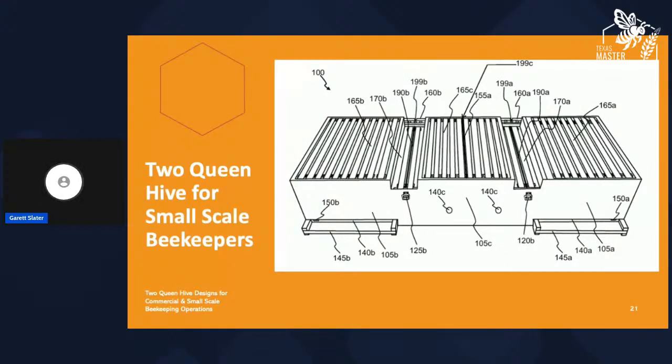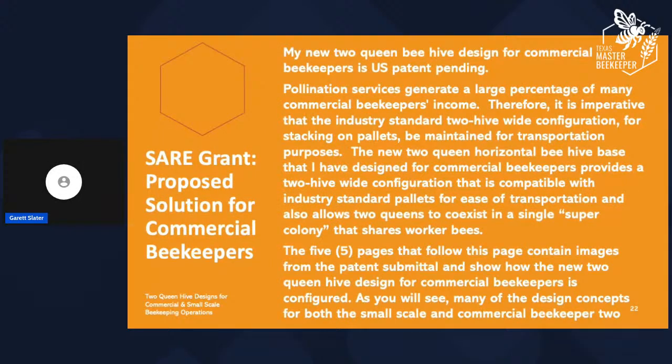And then again, kind of the magic of that configuration of the box, you're still maintaining that 3/8" bee space between all of the frames within that colony to encourage that development horizontally. And you can see it sits on two standard bottom boards.